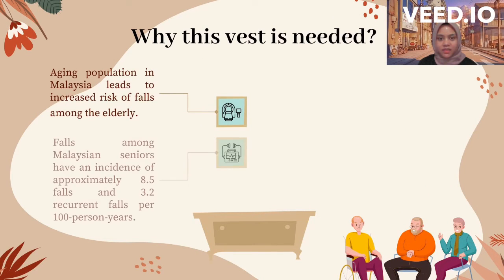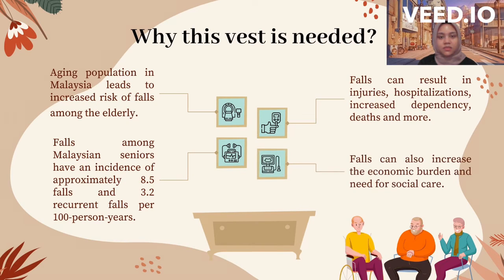So, why is this vest needed? This vest is needed due to the aging population in Malaysia that leads to an increased risk of falls among the elderly. And researchers have stated that falls among Malaysian seniors have an incidence of approximately 8.5 falls and 3.2 recurrent falls per 100 person years. Falls can result in injuries, hospitalizations, increased dependency, deaths, and many more. Other than that, falls can also increase the economic burden of medical costs and the need for social care.